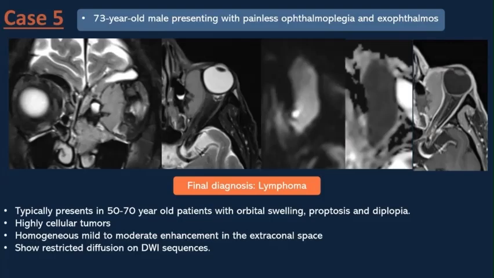Now, these typically present in 50 to 70-year-old patients with orbital swelling, proptosis, and diplopia. These are highly cellular tumors, thus show restricted diffusion on DWI sequences, and these show homogeneous mild to moderate enhancement.